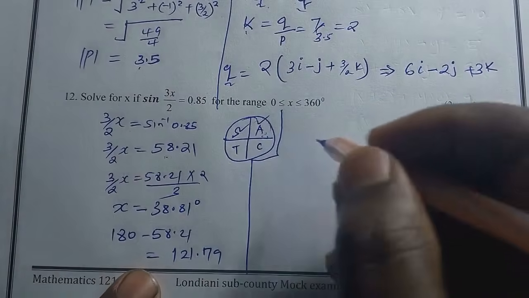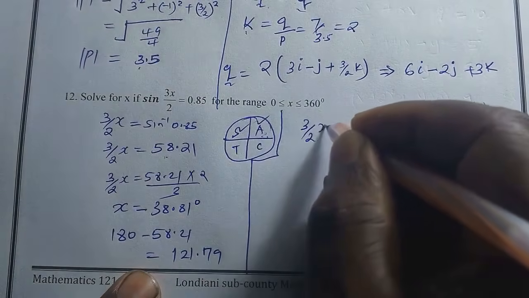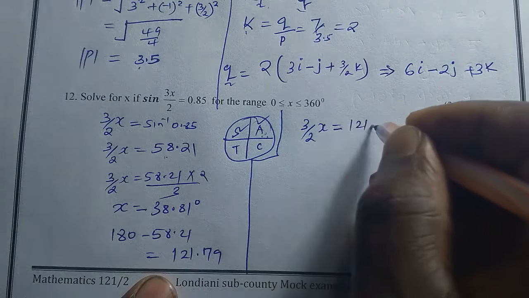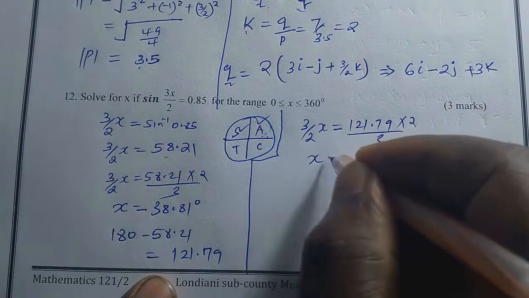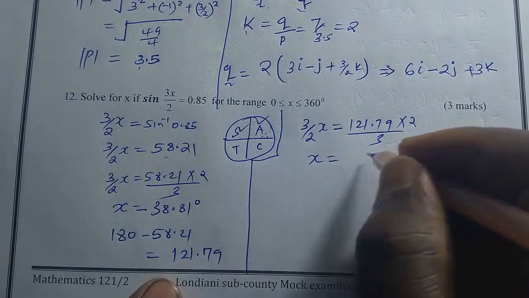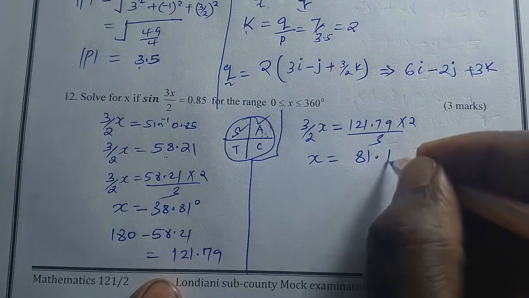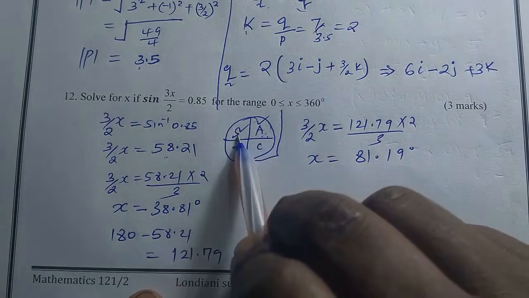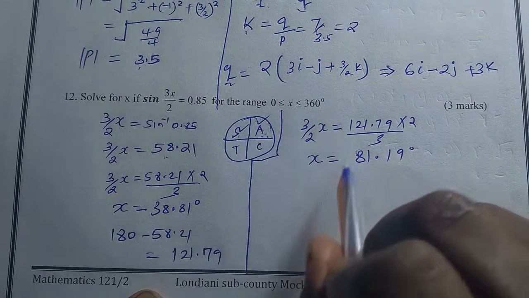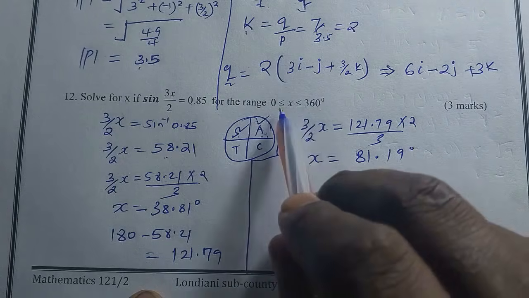So we say 3 over 2 x equal to 121.79. So times 2 divided by 3 will give us x, and that is 81.19 degrees. So we have finished here, but we see the range was up to 360, so we need to go on.